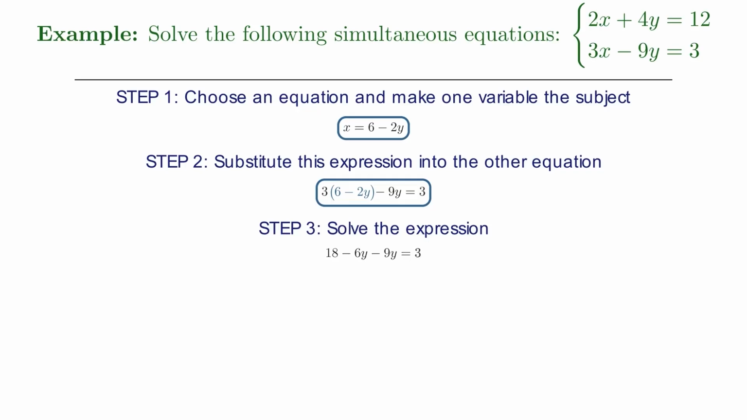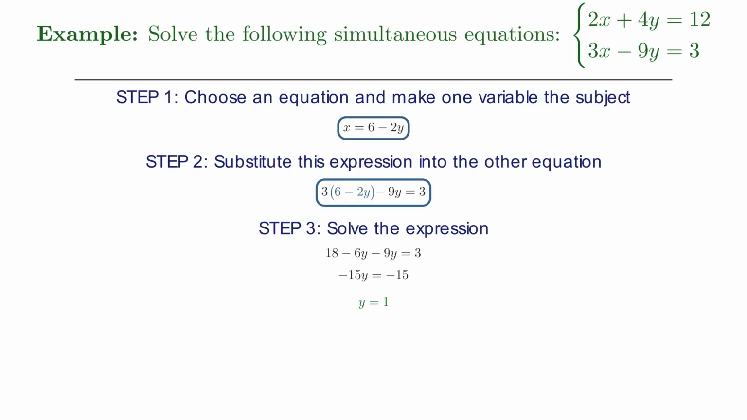So combining the minus 6y minus 9y gives me minus 15y. On the right hand side I have the 3, but I have to subtract the 18 from the other side, which gives me minus 15. Dividing both sides by minus 15, I get that y is equal to 1.